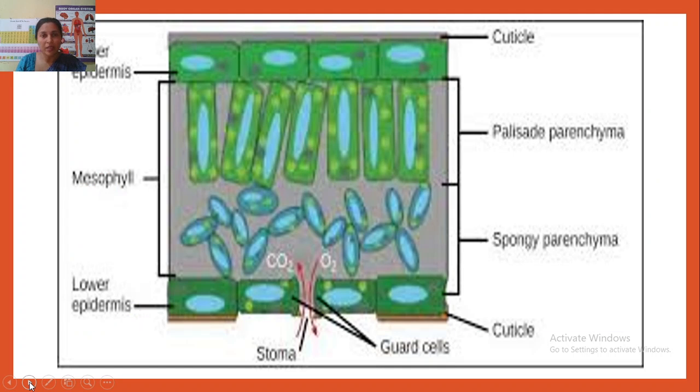Here you can see a cross section of a plant leaf. The middle part is known as the mesophyll. In this mesophyll, basically they contain the parenchyma cells. You can see there are two different types of parenchyma cells: the palisade, the ones which are a little bit elongated, and the others, which are the spongy parenchyma. So these two types of parenchyma cells are involved in photosynthesis.